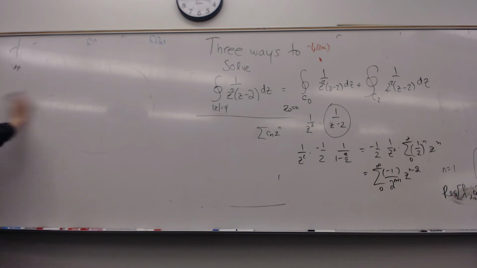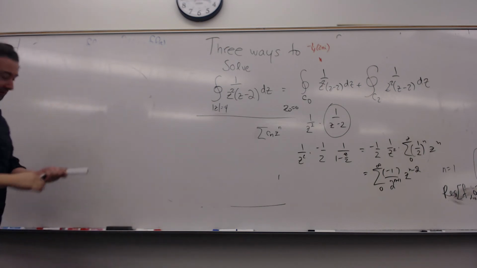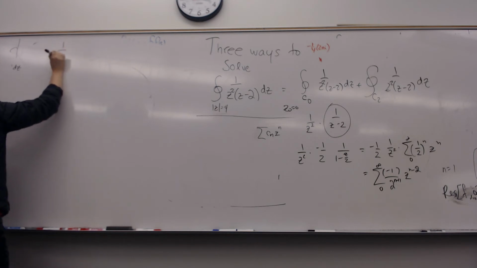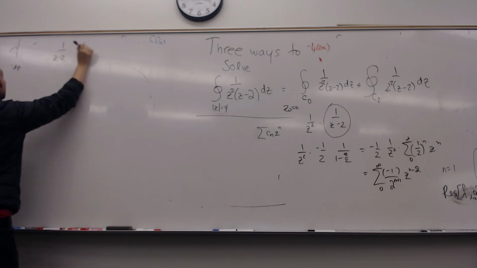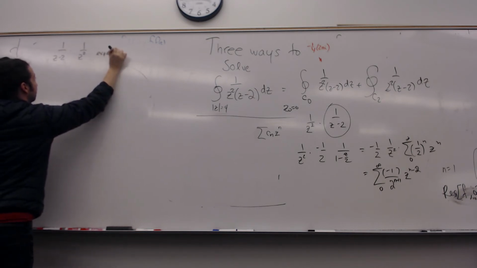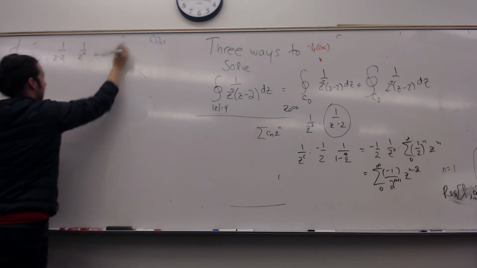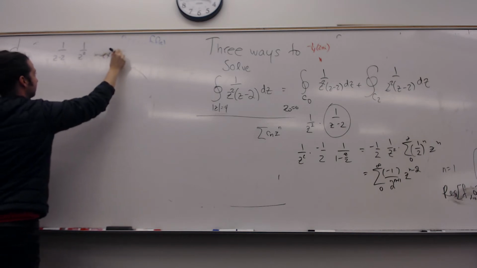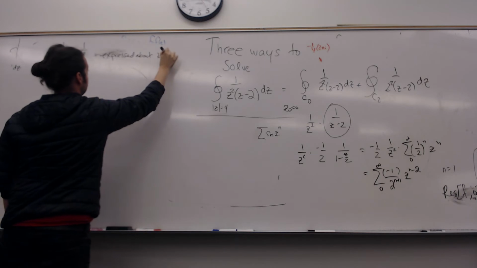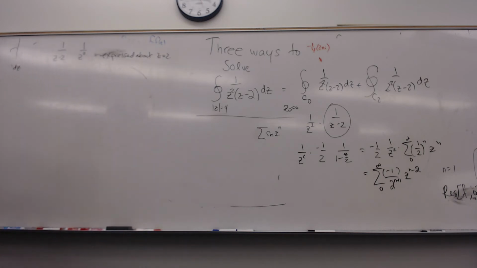Okay, so now let's compute the other series. Ugh, all right. So now we need to do this one. We need 1 over z minus 2 times 1 over z squared expressed about z equal to 2.